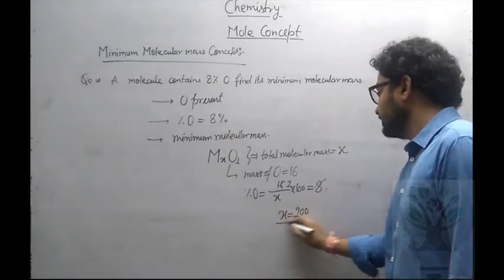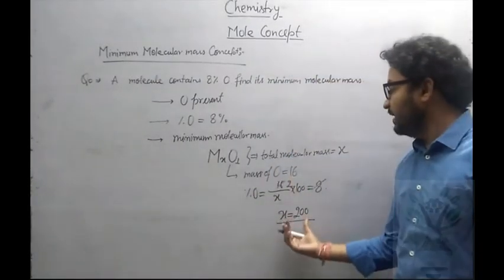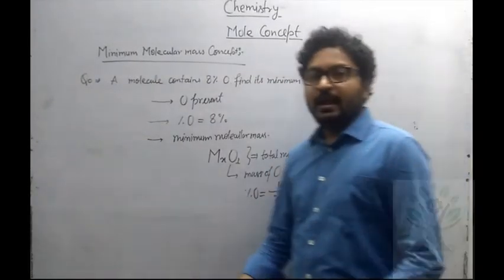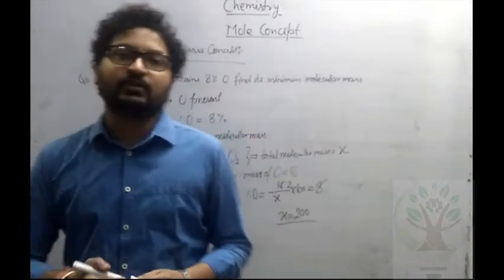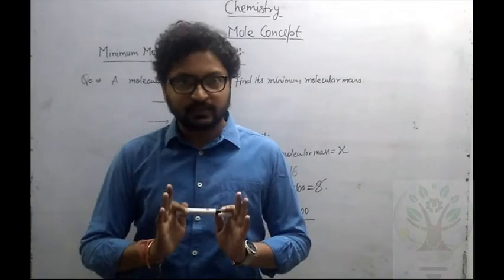So see, 8 to just 16, so X will come as 200. X will come as 200, means your system should have molecular mass 200, and if you want minimum molecular mass, you should take just 1 oxygen atom. Okay, so I hope this thing is clear.